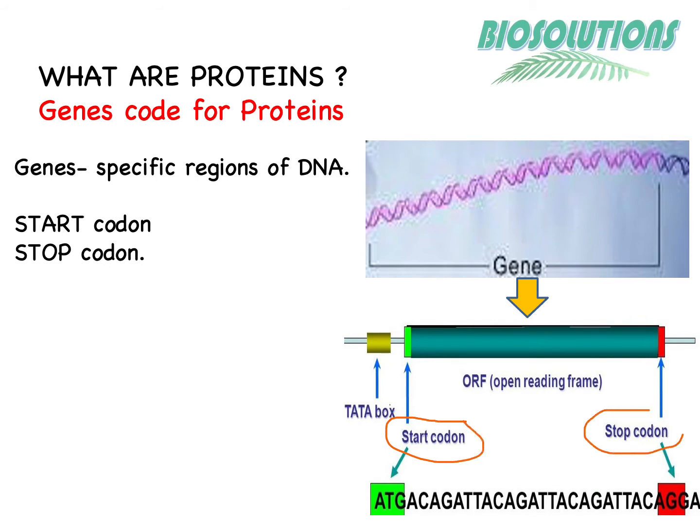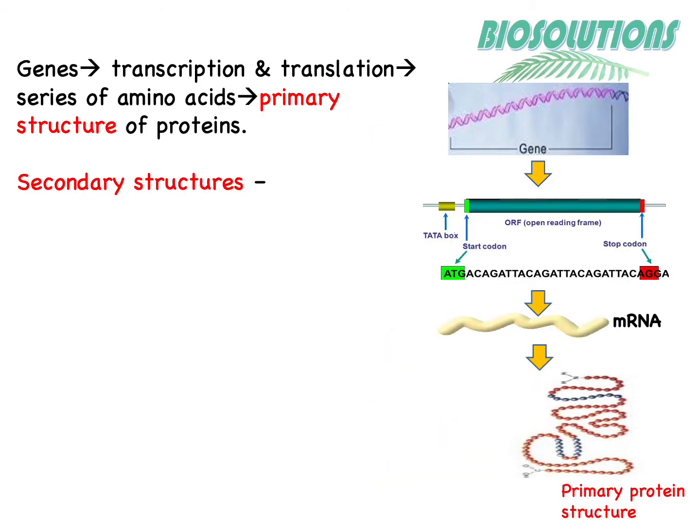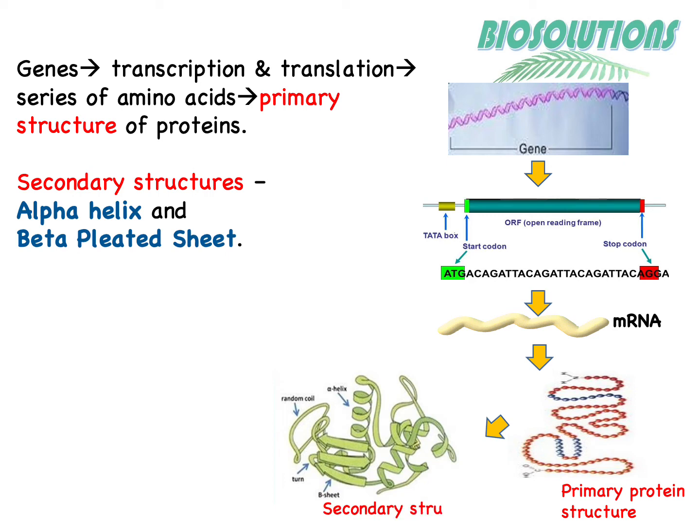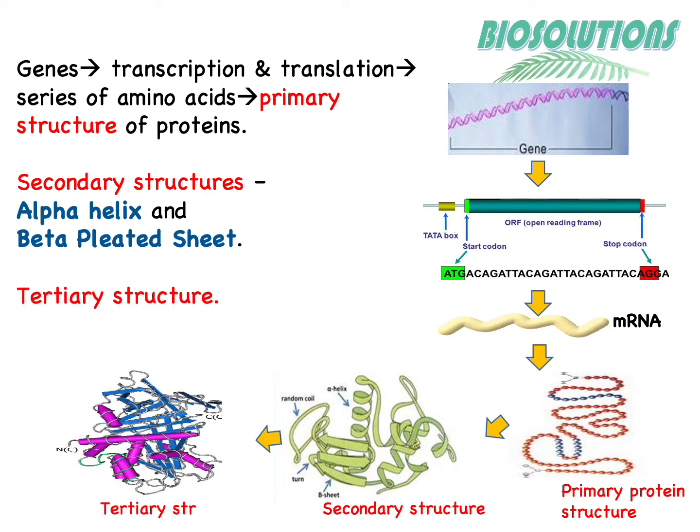Genes are specific regions of DNA which possess codes to direct the synthesis of proteins. This code begins with a start codon and ends with a stop codon, and the DNA in between constitutes an open reading frame or ORF. Genes transcribe and translate into a chain of amino acids which constitute the primary structure of proteins, represented as a series of single-letter amino acid codes in a protein database. This primary structure folds into alpha helix and beta pleated sheet, secondary structures, which further fold into a tertiary structure, or sometimes into a quaternary structure.